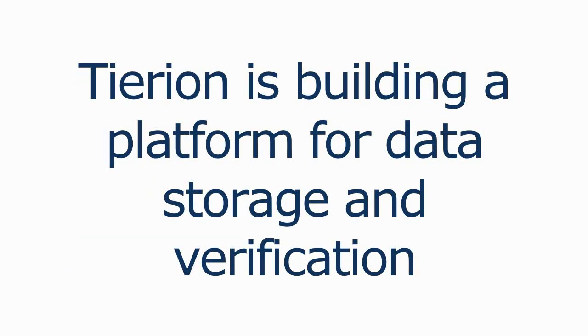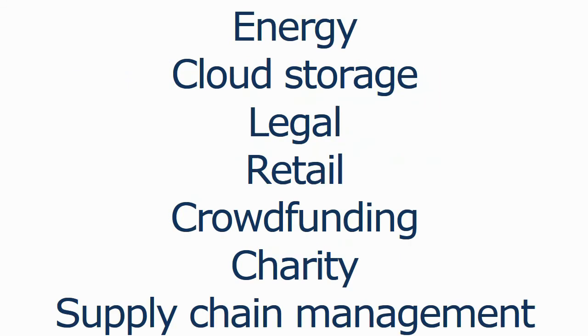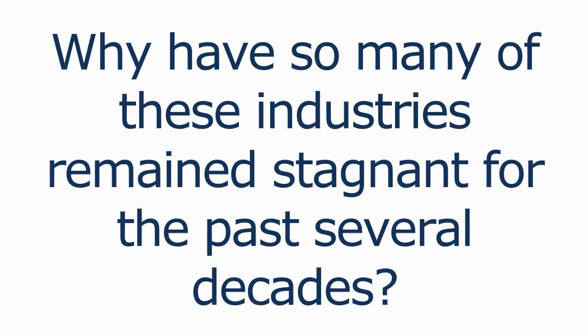These companies are Gem and Tyrion. Gem is concentrating on establishing data sharing between healthcare providers. Tyrion is building a platform for data storage and verification. And this is really just the tip of the iceberg, because these are just a few of the industries that are prime candidates for Bitcoin and blockchain disruptions. Other industries include energy, cloud storage, legal, retail, crowdfunding, charity, supply chain management. This is just the beginning of that revolution. And I think we're still in the first inning of this disruptive innovation.